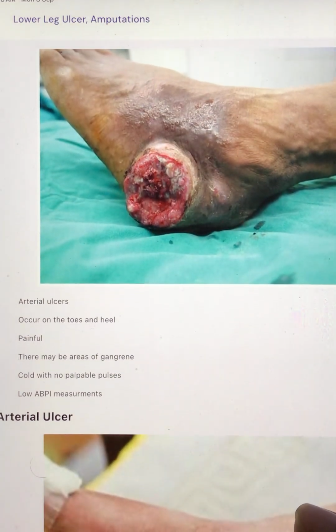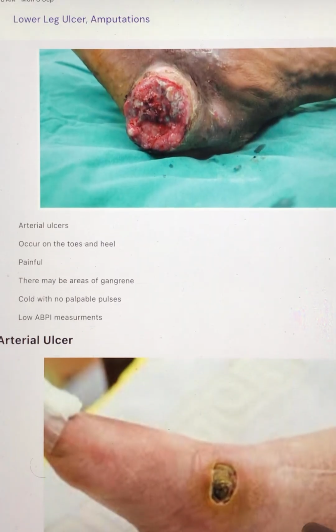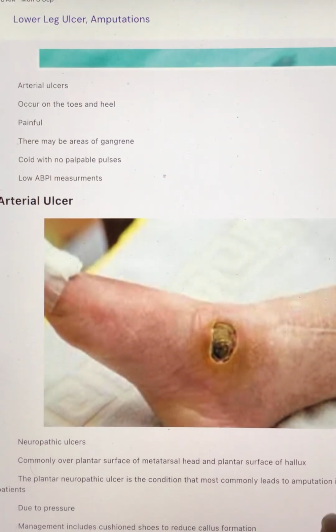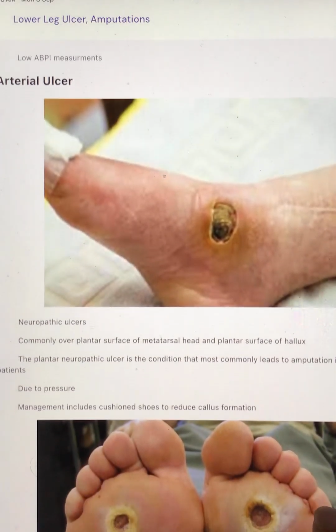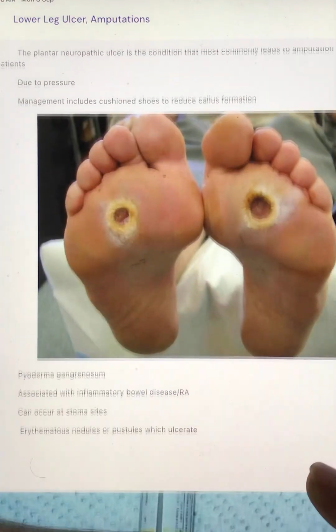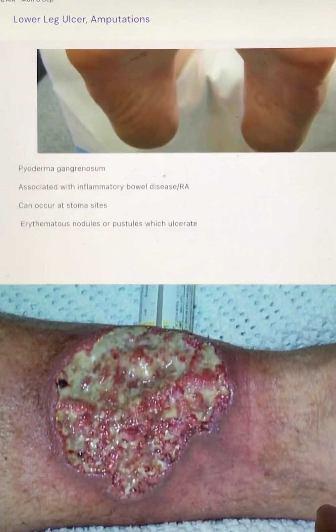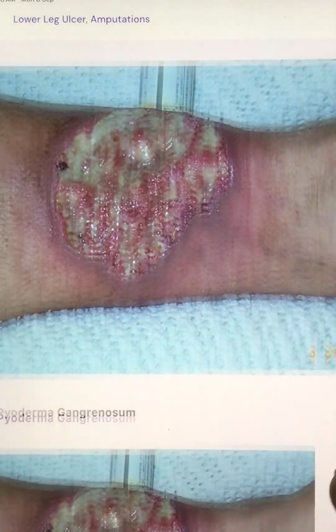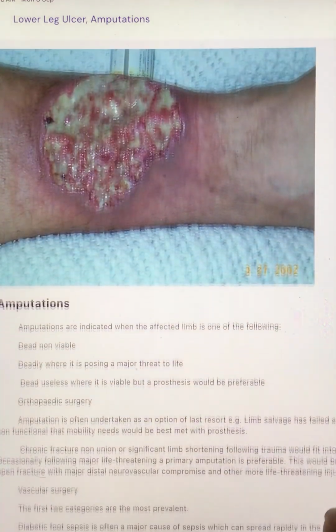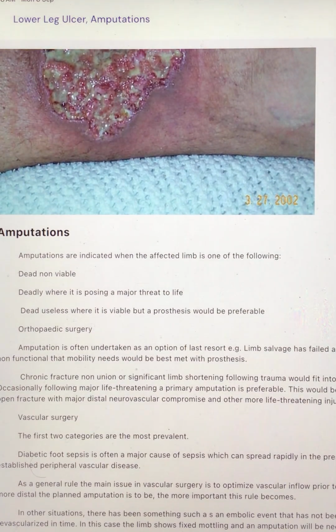Arterial ulcers occur at the toes and heel, painful. There may be areas of gangrene. This is an arterial ulcer. Neuropathic ulcers are at the bottom, commonly over the plantar surface due to pressure. Pyoderma gangrenosum is associated with inflammatory bowel disease, erythema. Amputations are indicated when the affected limb is one of the following: dead, deadly, useless.